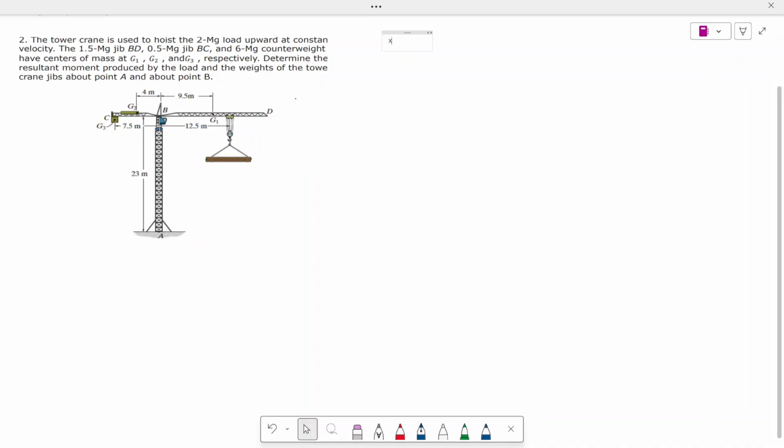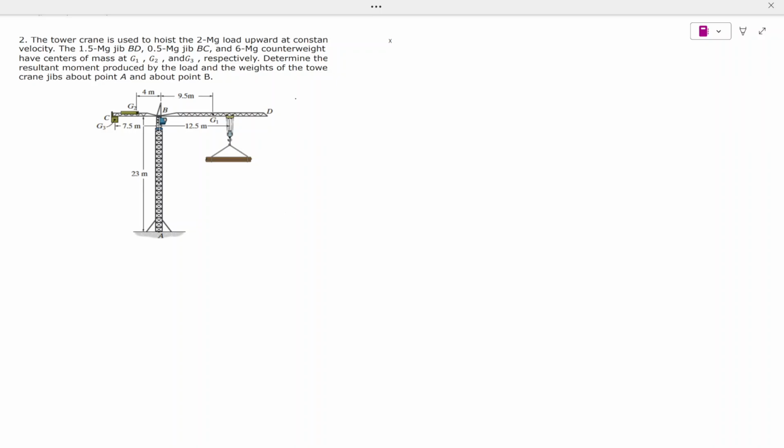Okay, the question is to say the tower crane. This tower crane is used to hoist a 2 megagram rod upward at a constant velocity. The 1.5 megagram boom, so this is B and this is D. There is a 1.5 megagram boom BD and a 0.5 megagram boom BC, and a 6 megagram counterweight, having the center of mass of G1, G2 and G3 respectively.